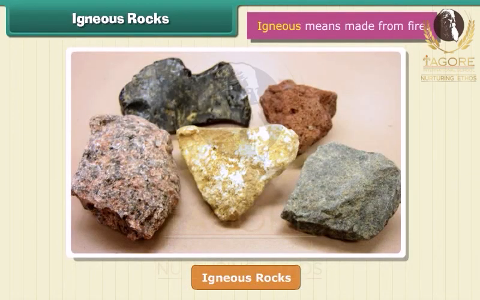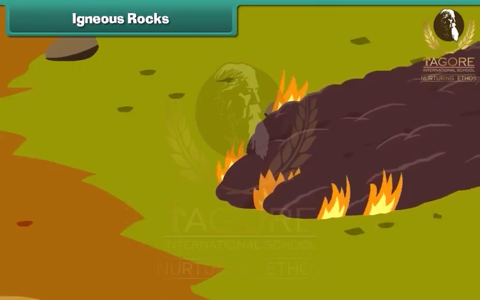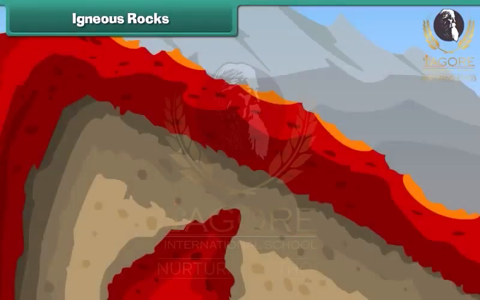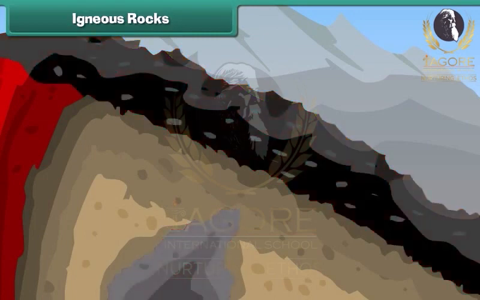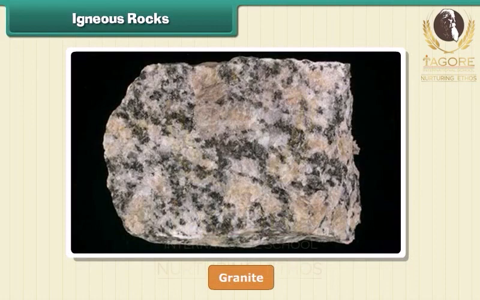Igneous means made from fire. When volcanoes erupt, it causes the liquid rock to rise above the ground. When this liquid rock is present inside the earth, it is called magma. This magma cools and becomes solid. Rocks thus formed are called igneous rocks. They are also called primary rocks. Granite is an example of igneous rock.